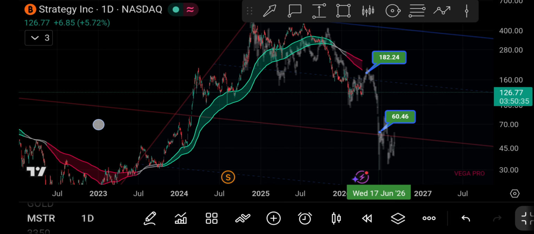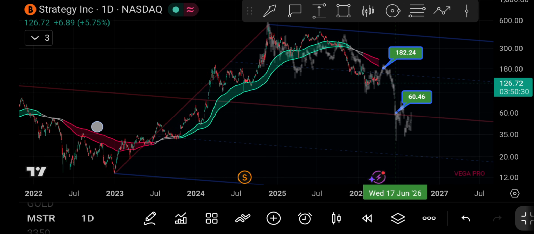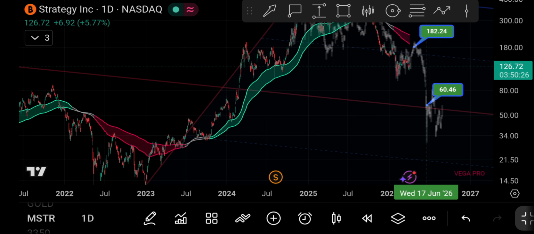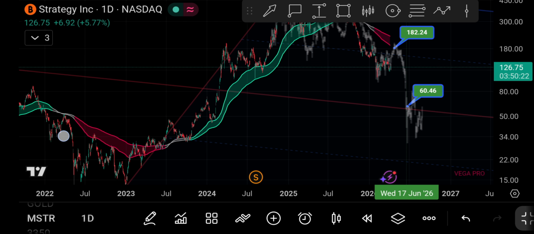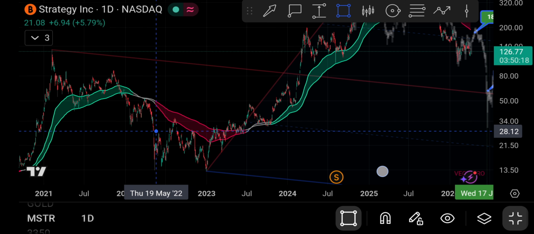Okay, but we don't know if that is true. Nobody knows if that is true. That's only a thought, a base case. And that's why I will talk about the next thing, that is the accumulation zone.